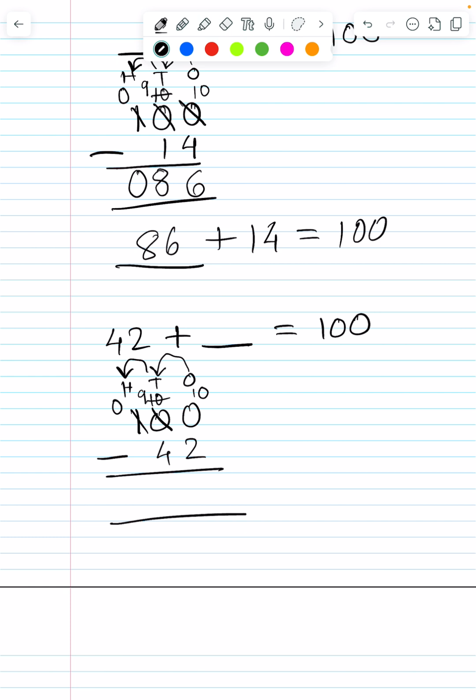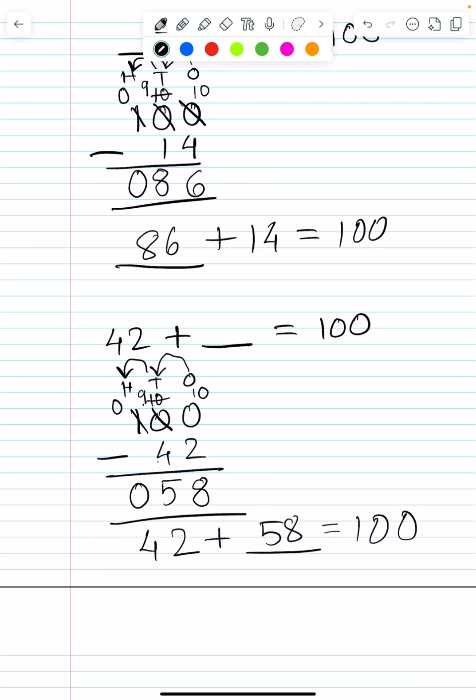Now we can do 10 minus 2 is equal to 8. 9 minus 4 is equal to 5 and 0 minus 0 is equal to 0. So 42 plus dash, 58, is equal to 100. Okay, good job Anamai.